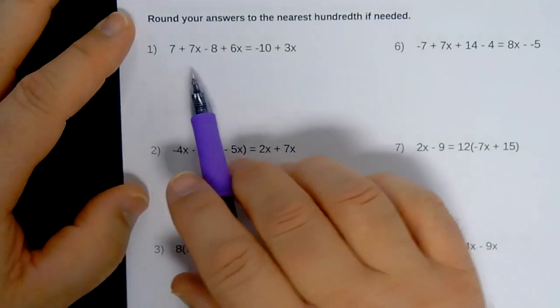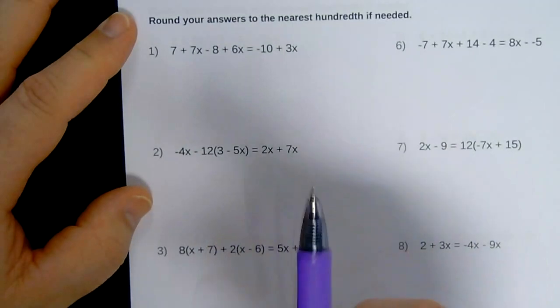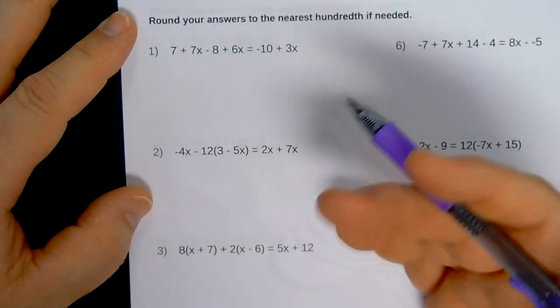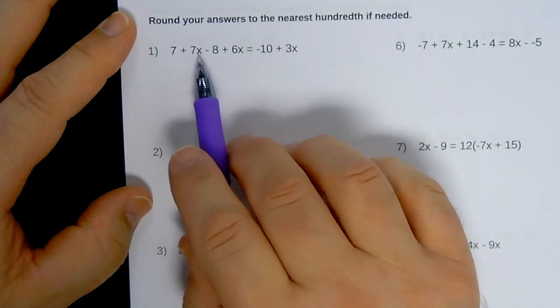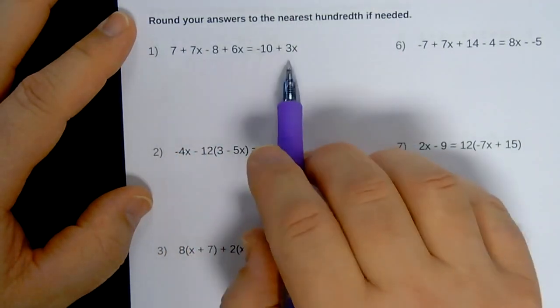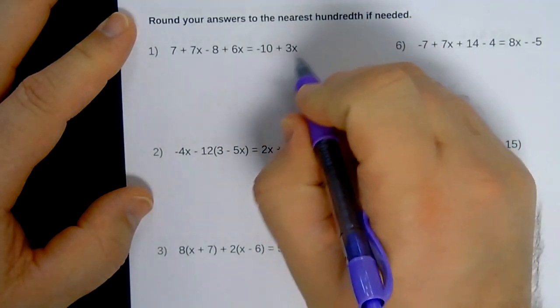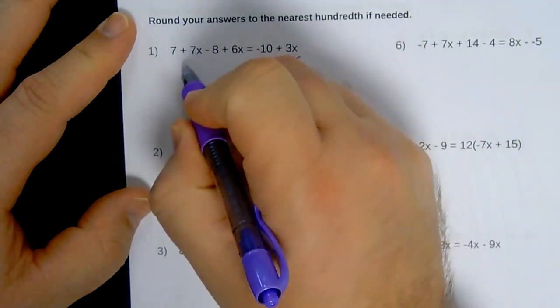Alright, starting with number one. I want to group the variables first. That's the first thing I'm always going to do. If you want to group the numbers first, that's up to you, but I'm always going to do the variables first. I'm looking for the smallest variable, so I compare them, 7x and 3x. This is the smallest one, it's positive 3x, so I'm going to take away 3x from both sides.